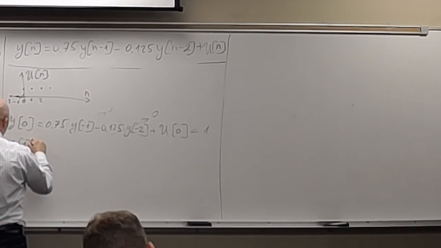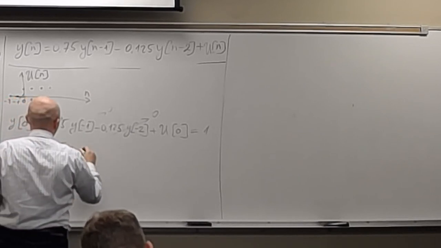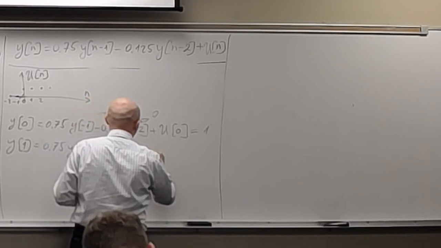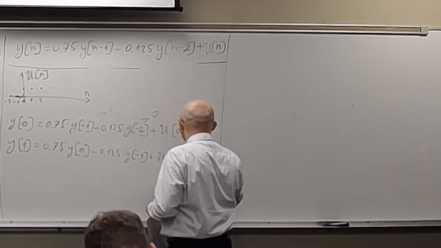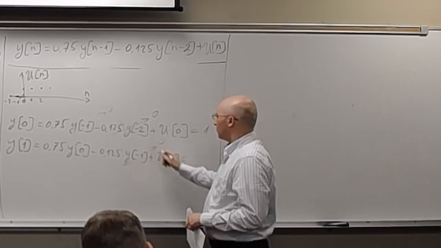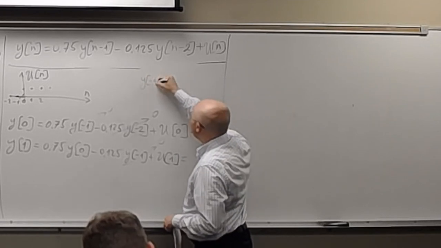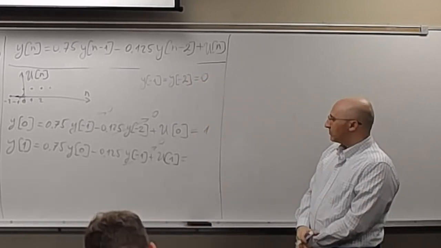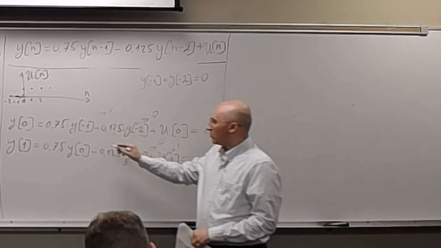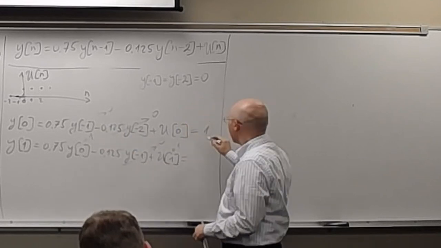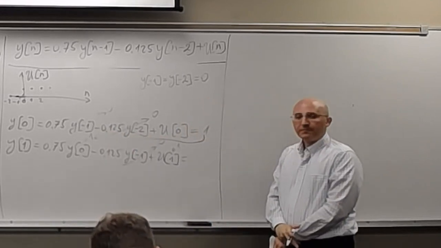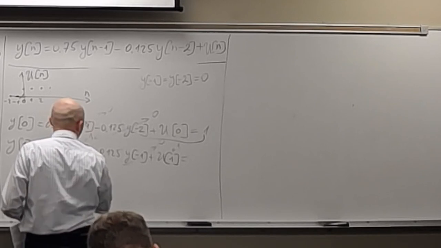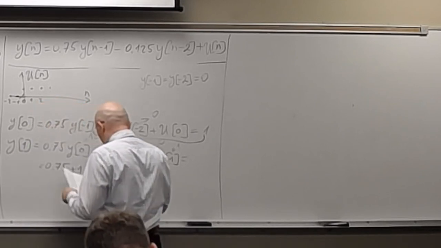Now, y1 is 0.75 y0 minus 0.125 y of minus 1 plus u1. So this one is 0 as we defined them. So we have y of minus 1 equals y of minus 2 equals 0, initial conditions. This one equals 1. So what is that? Also 1 from here. We just computed it in the previous step. And now I need to compute it, so it equals 0.75 plus 1, which is 1.75.